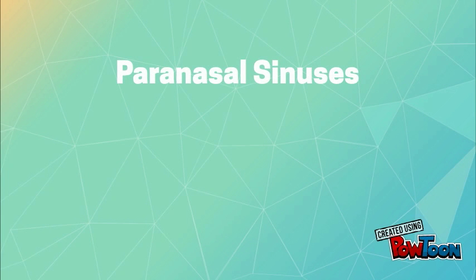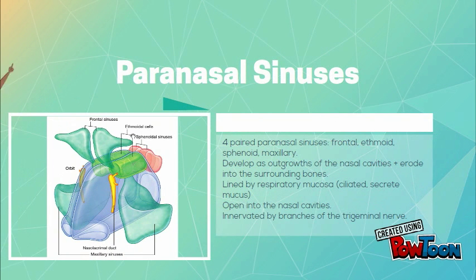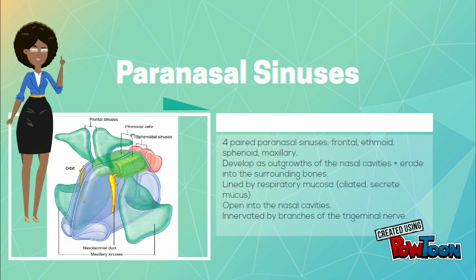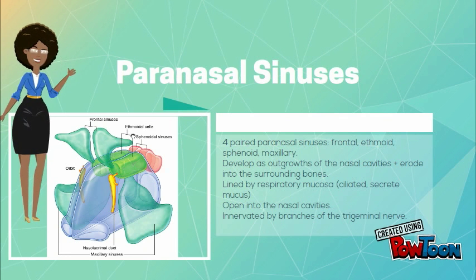There are four paired paranasal sinuses: frontal, ethmoid, sphenoid, and maxillary, which relate to the bone in which they are in. They develop as outgrowths of the nasal cavities and erode into the surrounding bones. They are lined by respiratory mucosa.